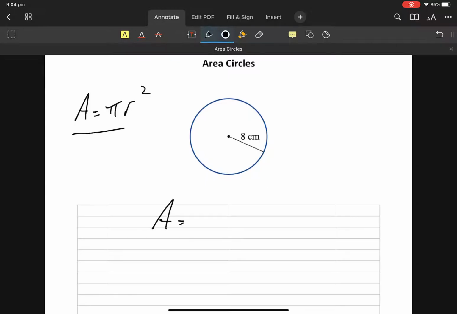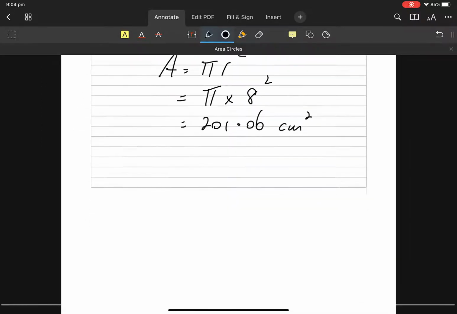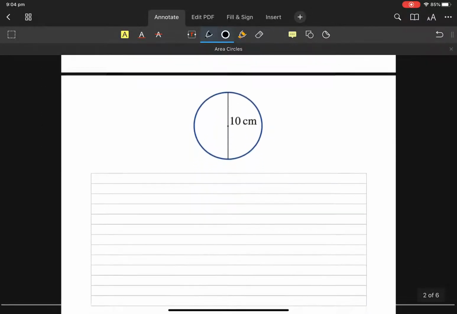A. So we're going to state the rule. Pi r squared. What's r? Is 8. So that's pi times 8 squared. 201.06 centimetres, and it's an area, so it's centimetres squared. Much easier than the circumference, isn't it? Okay. Area.